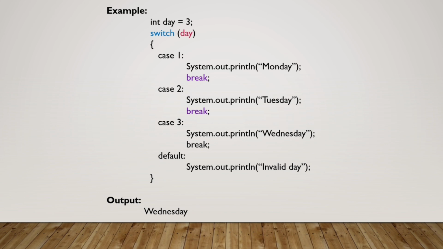Example: int day = 3; switch (day) { case 1: System.out.println("Monday"); break; case 2: System.out.println("Tuesday"); break; case 3: System.out.println("Wednesday"); break; default: System.out.println("invalid day"); } Output: Wednesday.